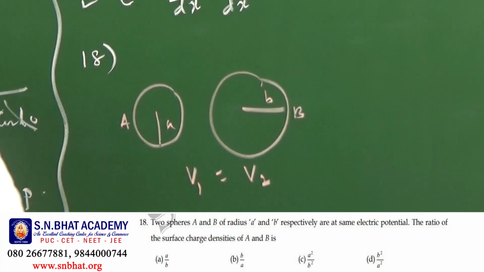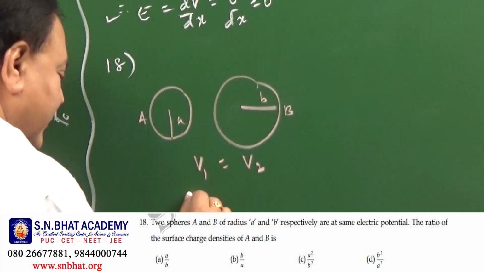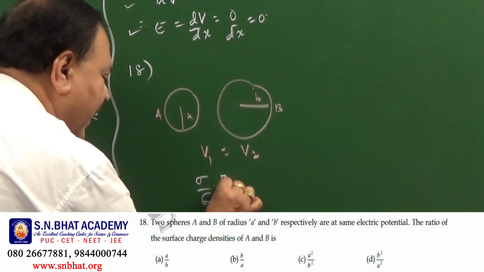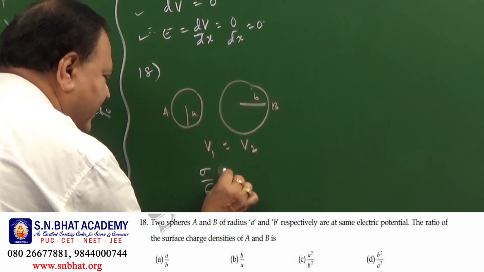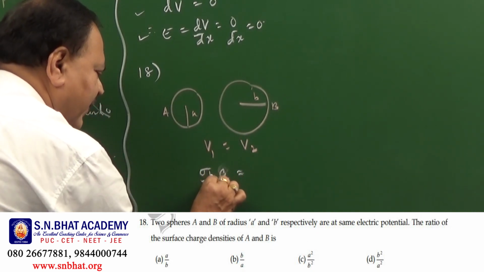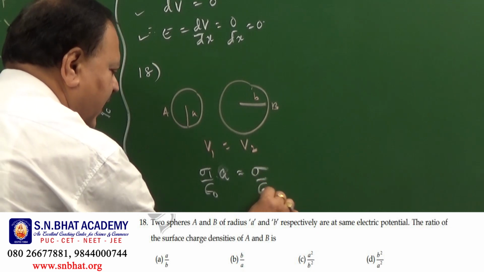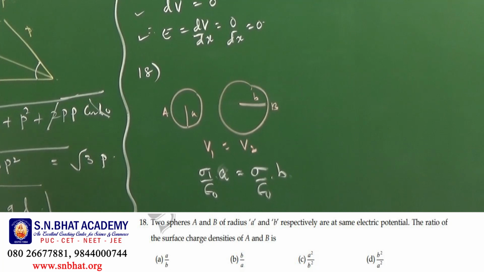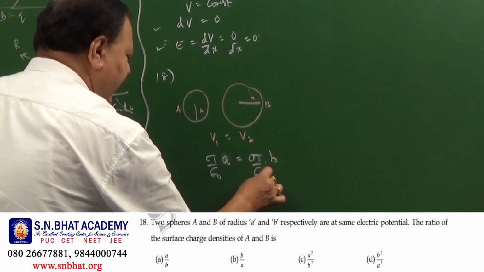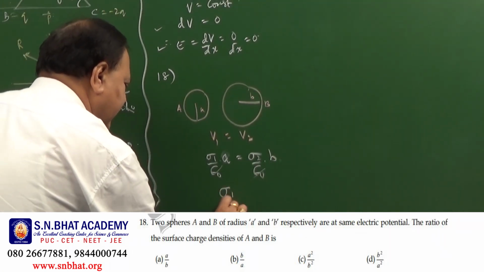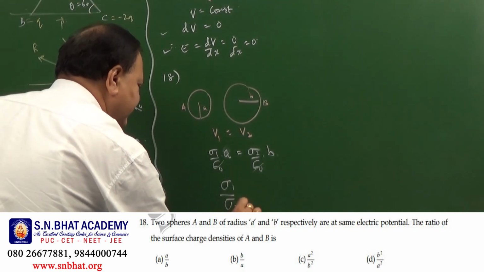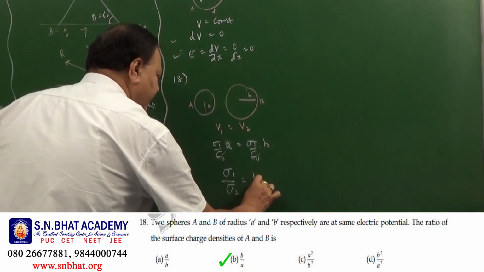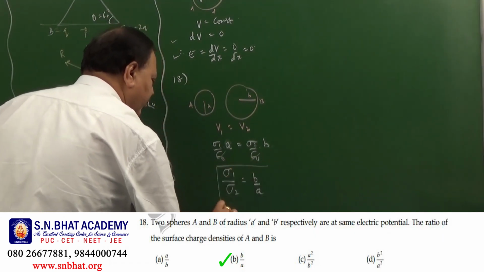What is the formula for the potential? The formula for the potential is sigma by epsilon naught into R, where R is the radius. Here the radius is A, so write sigma 1 into A over epsilon naught, and here sigma 2 into B over epsilon naught. You must remember the formula. Therefore the ratio of the surface charge densities, sigma 1 to sigma 2, is equal to B by A. This is the appropriate answer.